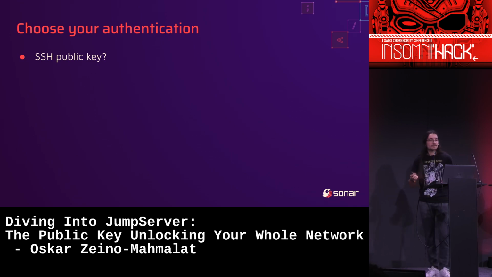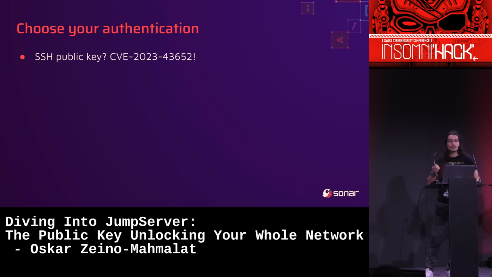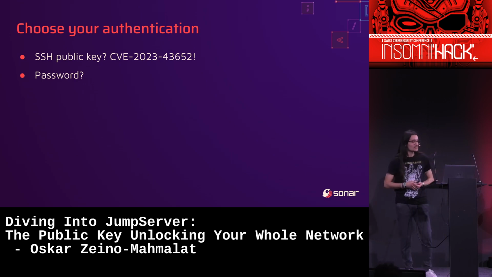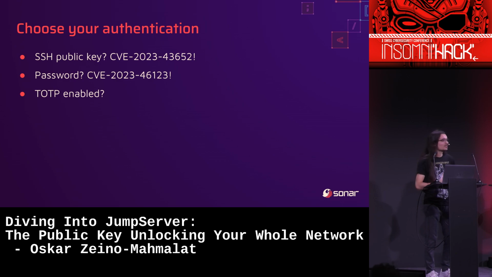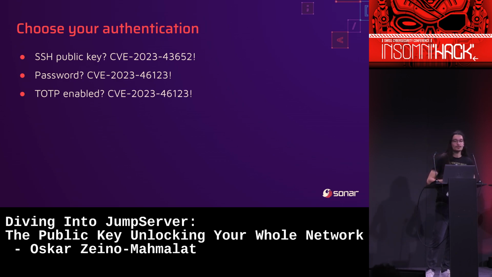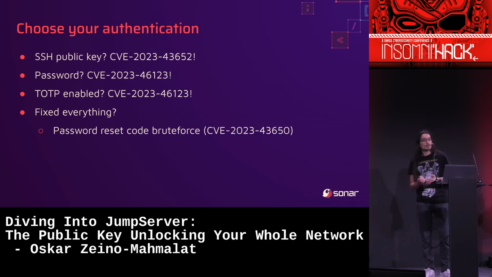So, okay, we've now seen multiple ways to bypass authentication. If the user uses an SSH public key, you can just log in with that. If they use a password instead, you can try to brute force it by bypassing the rate limit. If they have TOTP enabled, you can do basically the same thing. And if you fixed all the bugs we've talked about, there's, of course, more, because there's some password reset code that is also not rate limited at all. You can just brute force it forever.